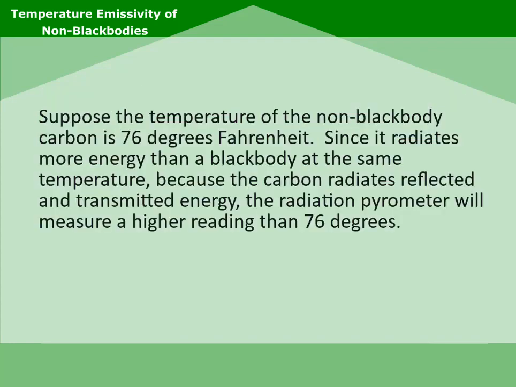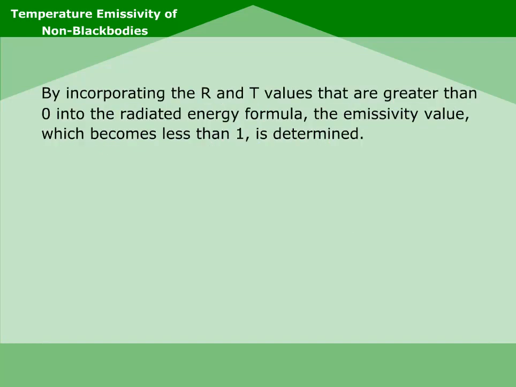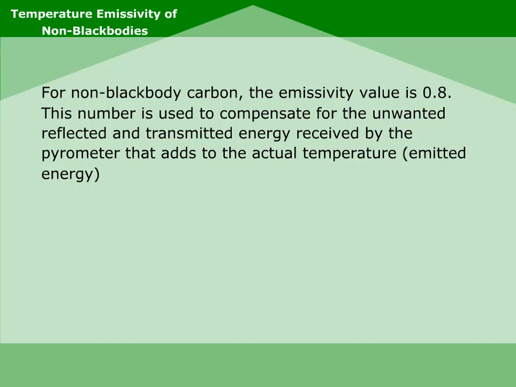Suppose the temperature of the non-blackbody carbon is 76 degrees Fahrenheit. Since it radiates more energy than a blackbody at the same temperature, because the carbon radiates reflected and transmitted energy, the radiation pyrometer will measure a higher reading than 76 degrees. By incorporating the R and T values that are greater than zero into the radiated energy formula, the emissivity value, which becomes less than 1, is determined. For non-blackbody carbon, the emissivity value is 0.8. This number is used to compensate for the unwanted reflected and transmitted energy received by the pyrometer that adds to the actual temperature emitted energy.